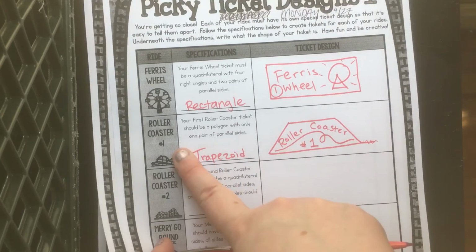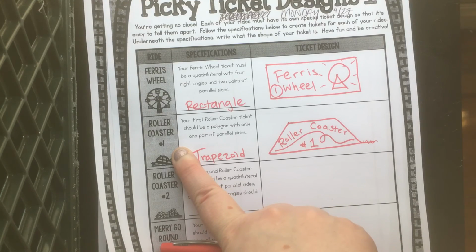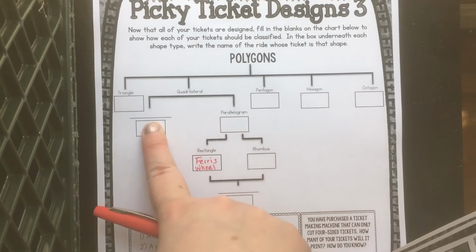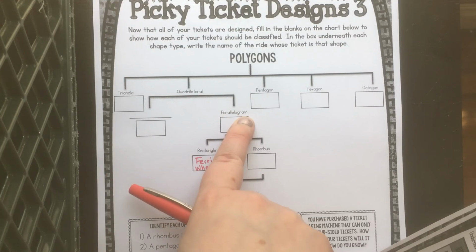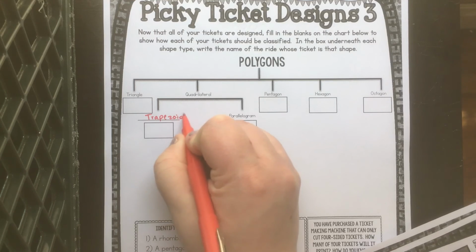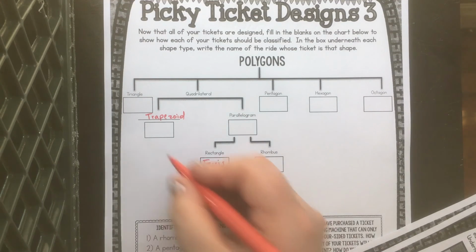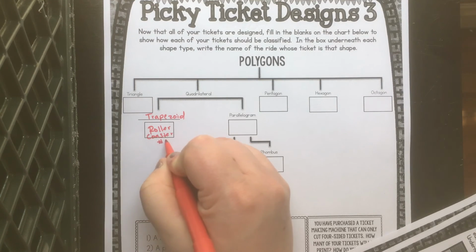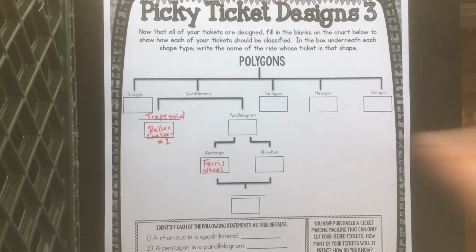Okay, we did the trapezoid. The trapezoid was roller coaster number 1. All right, the trapezoid is not a parallelogram. The trapezoid is a quadrilateral. It does have 4 sides, but it doesn't have 2 sets of parallel lines. So the trapezoid goes there, and then I'm going to put roller coaster number 1. Does that make sense? So you're classifying your polygons. You're saying which one goes where, which ride and shape go in which area of the polygons.